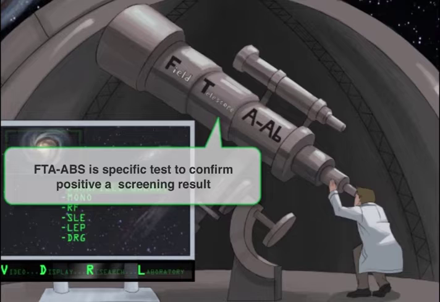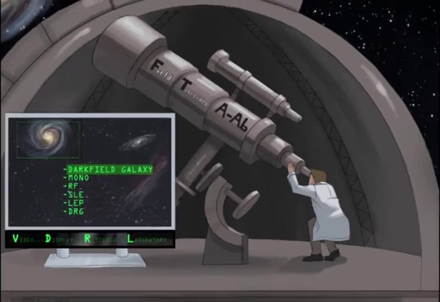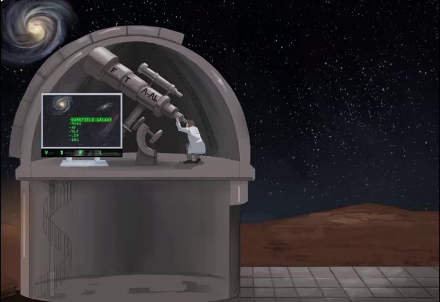The test detects antibodies that are directly against Treponema pallidum, and as such, it's much more specific for treponemal infections than VDRL. Okay, let's go on to our clinical presentations.